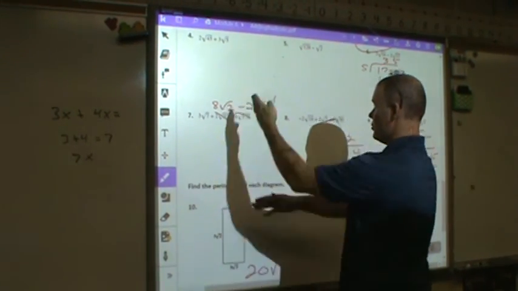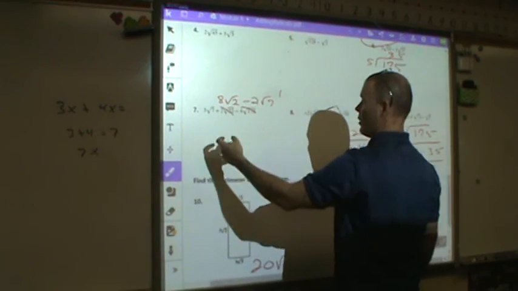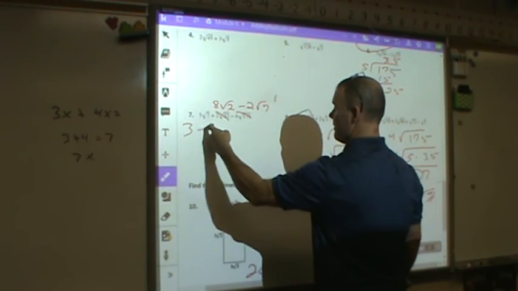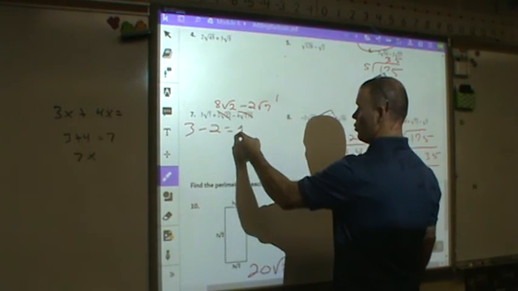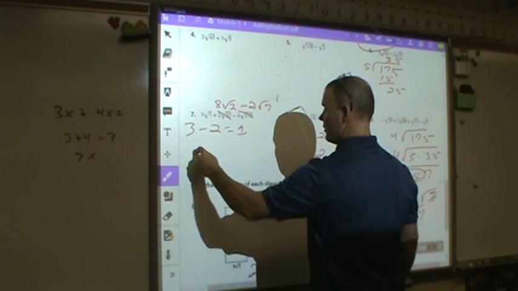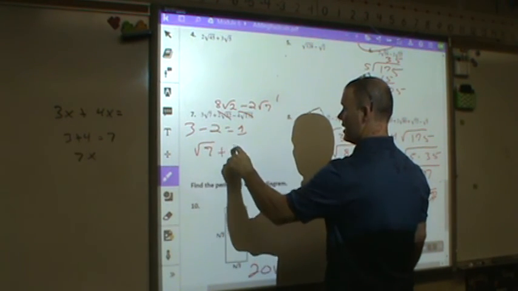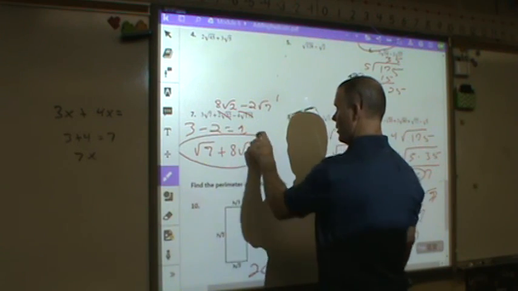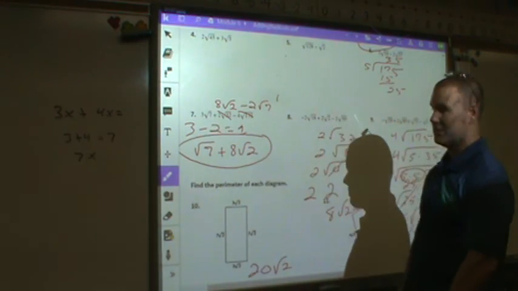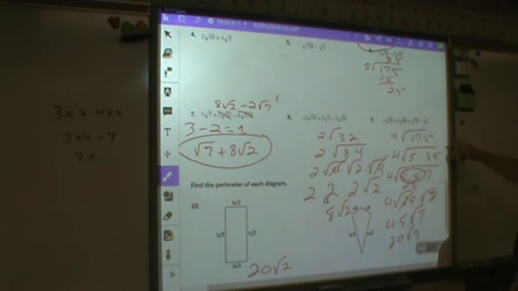Square root of 7, square root of 2, square root of 7, I can only combine my square roots of 7. So 3 minus 2 is equivalent to 1, or I get the square root of 7 plus 8 square roots of 2. Or 8 square roots of 2 plus square root of 7. Either or, done.